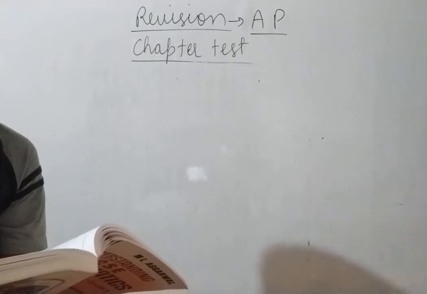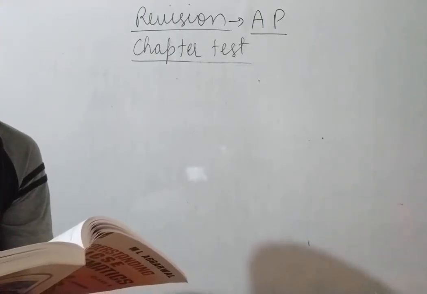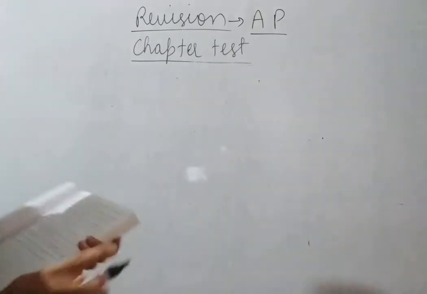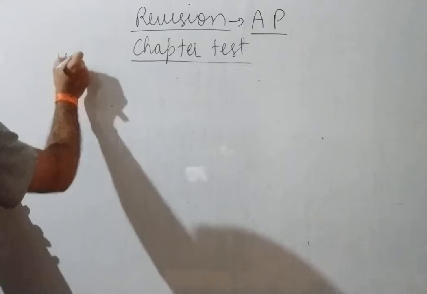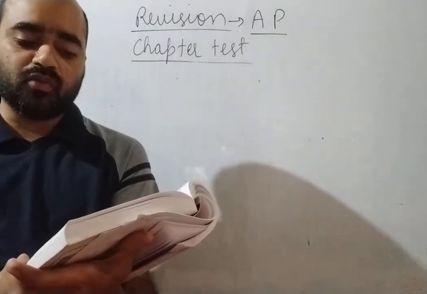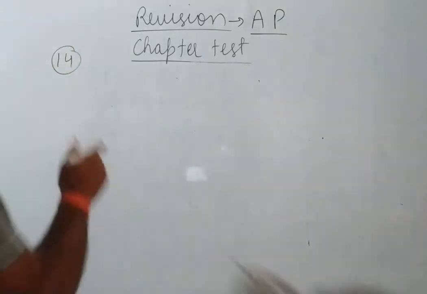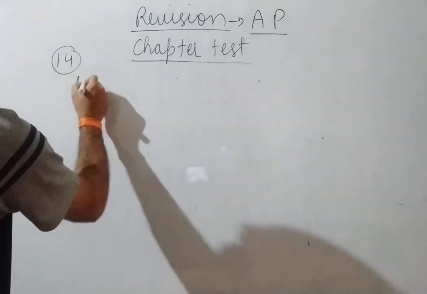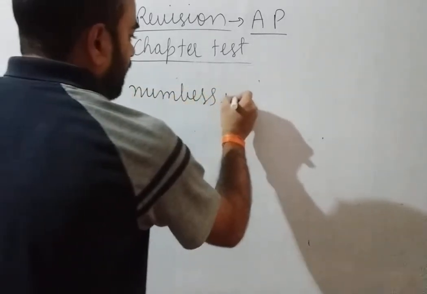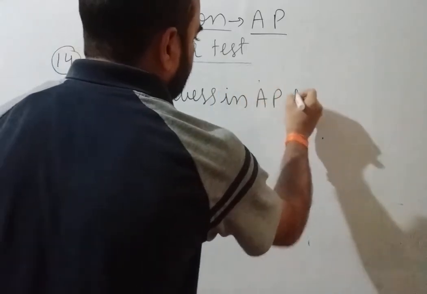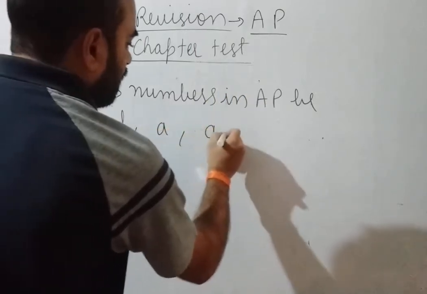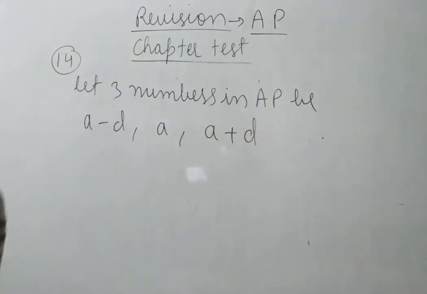Now next question we can solve. Question number 14. Sum of three numbers in AP is minus 3 and the product is 8. So we can take, let the three numbers in AP be A minus D, A, A plus D. Check whether these numbers are in AP or not.